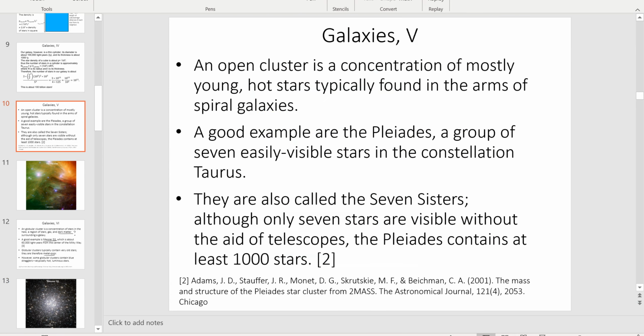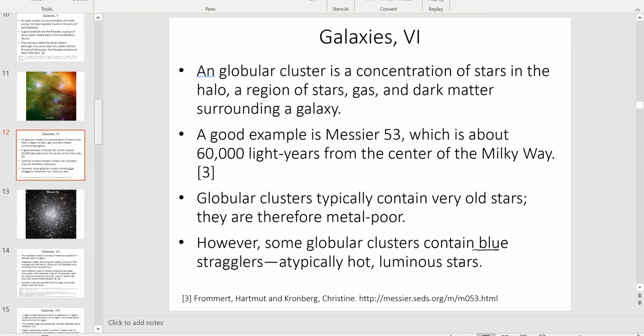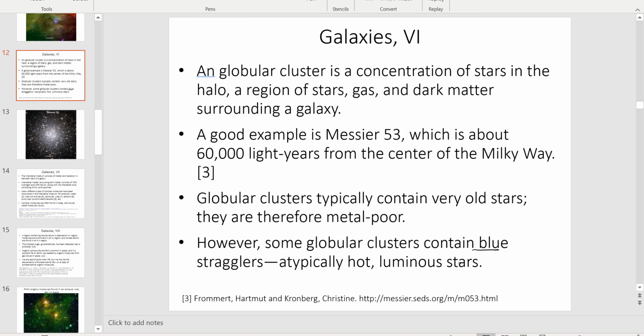These blue stars, by the way, are often called blue stragglers. These are atypically hot luminous stars that we do find in globular clusters. But hopefully, given my descriptions of these different regions, you can determine which is which from a picture.